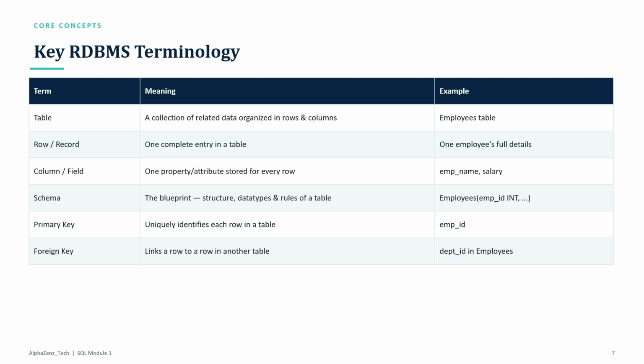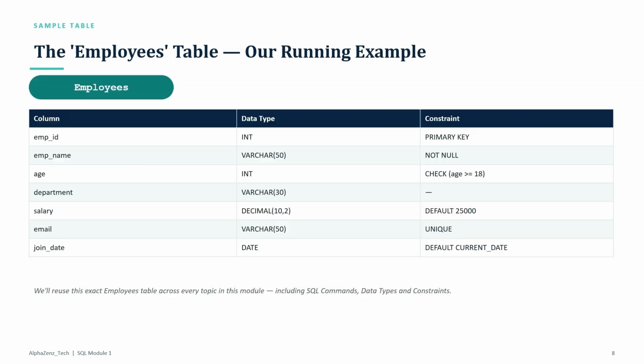Schema is the blueprint, the structure, data types, and rules of a table. Primary key uniquely identifies each row. We'll go deep into this in the constraints section. Foreign key links a row to a row in a different table. Slide 11. Sample table, employees.